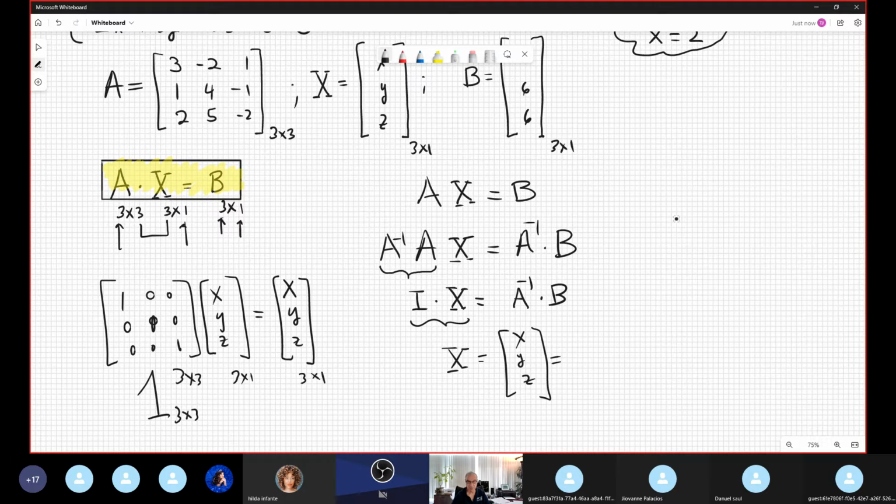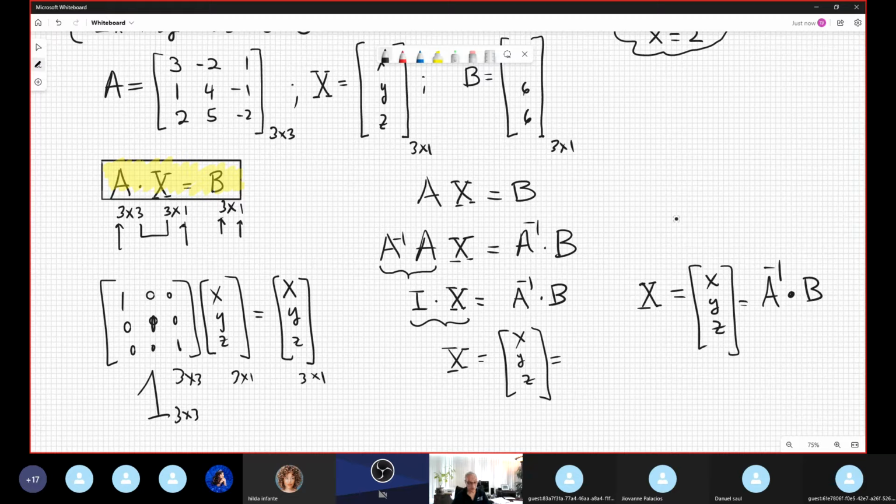So now, this is my formula. My formula is x, which is a column vector x, y, and z, my unknowns, and you could perform the multiplication of inverse matrix A by B. Wow, fantastic. But this is too long a process.